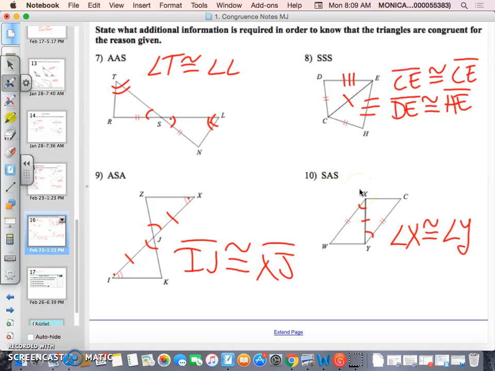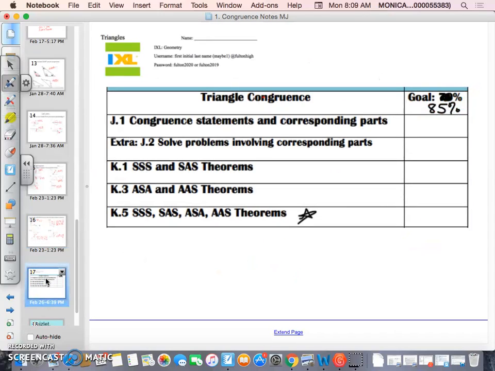All right, to practice this, what you're going to do is go to iExcel. You should already have J1 done. If you don't, you want to start there. So you have to have J1 done for a grade. The goal is 85%. And then K5 is the other one that I'm going to take for a grade, but if you're struggling, you can do K1 and K3, which breaks it down into smaller parts. Good luck!